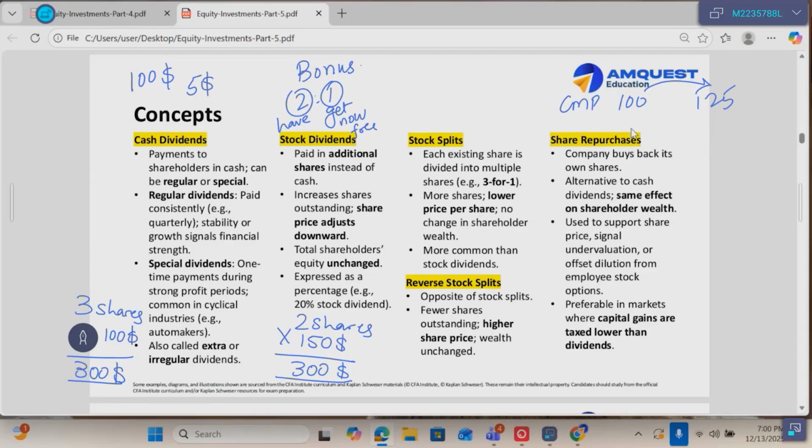Whenever a company decides to buy back its own shares, it sends a signal to the market that if the company is giving you 125 for a 100 rupee share, then actually its value should be 125. So shares are currently undervalued. So more people will start buying, and the stock price will go up.